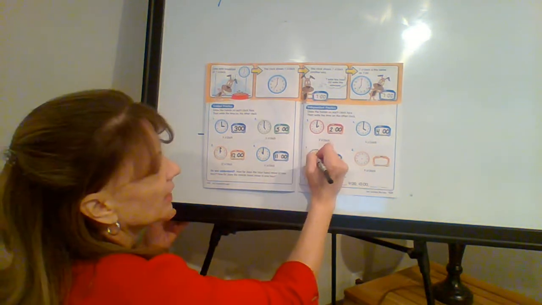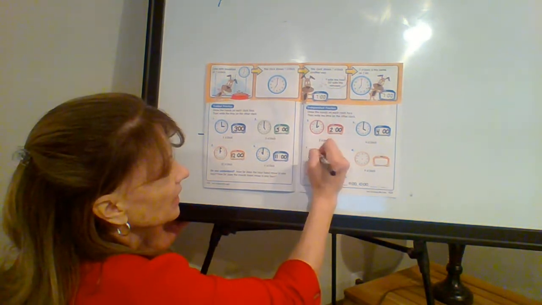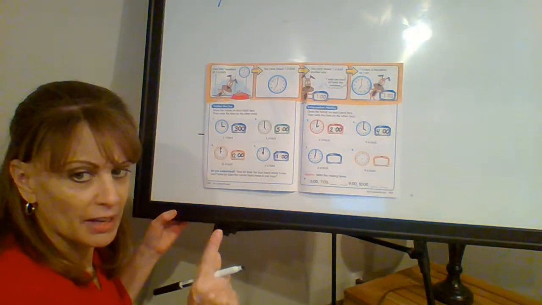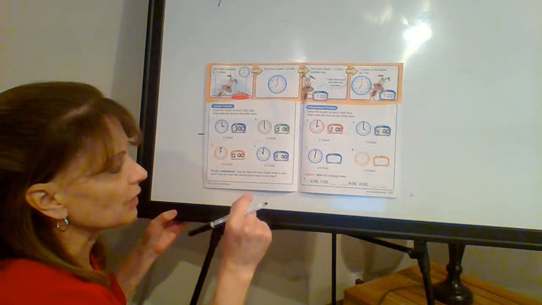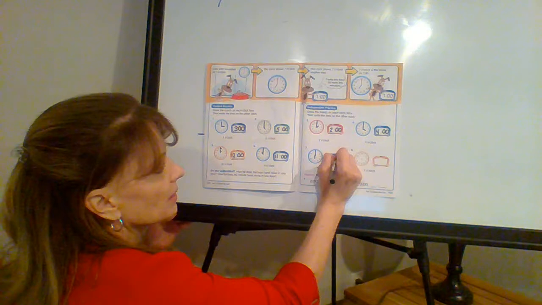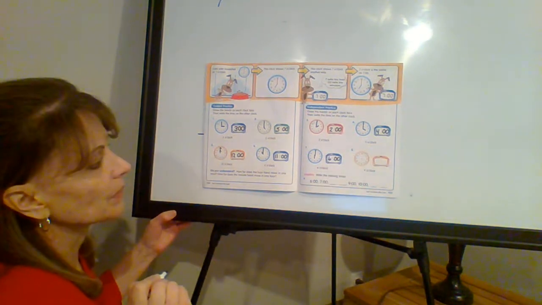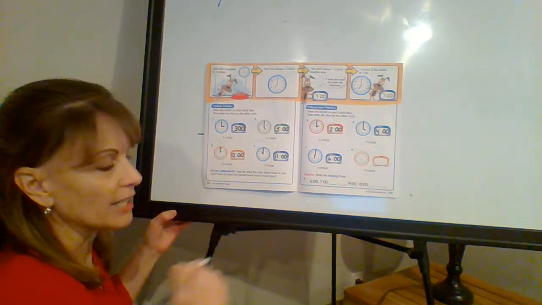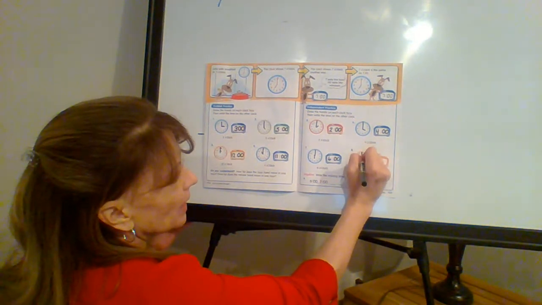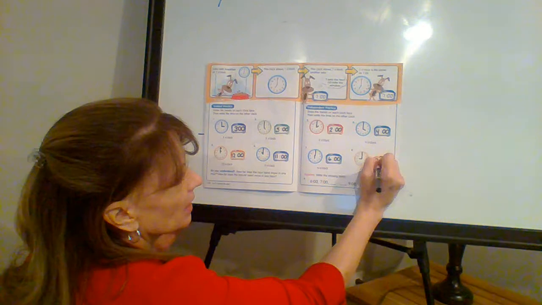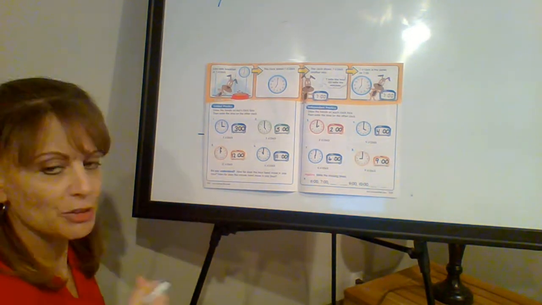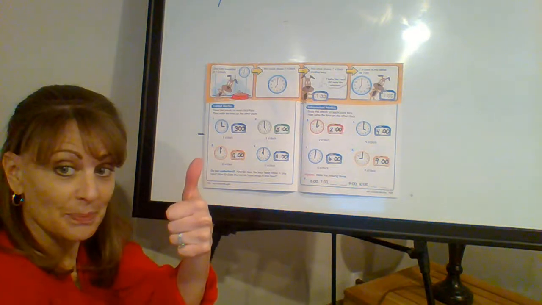6 o'clock. The little hand is to the 6, the big hand is to the 12. That one you have to be careful so that you can see the difference between the little hand and the big hand. 6, 0, 0. And the last one is 9 o'clock. The little hand is on the 9, the big hand is on the 12, 9, 0, 0. How'd you do? Thumbs up? I hope so.